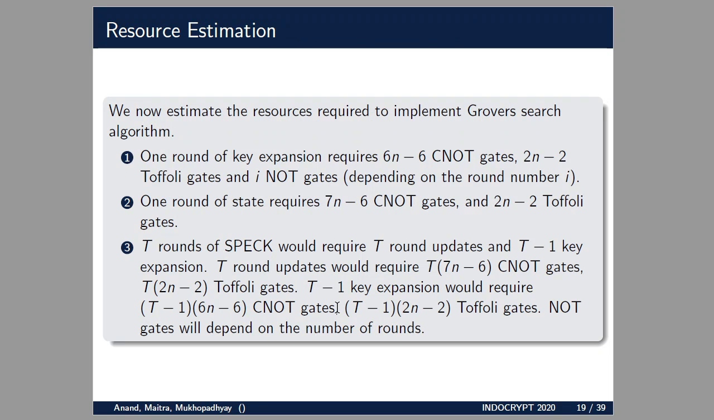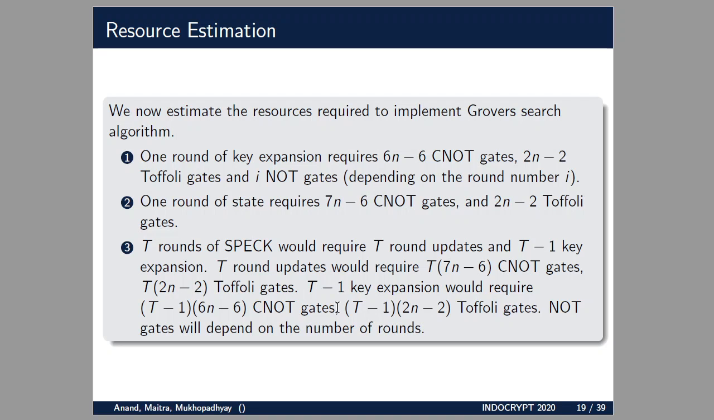Now the resource estimation. We estimate the resources required to implement Grover's search algorithm as follows. One round of key expansion requires 6n minus 6 C0 gates, 2n minus 2 Toffoli gates, and NOT gates depending on the round number i. One round of state update requires 7n minus 6 C0 gates and 2n minus 2 Toffoli gates.